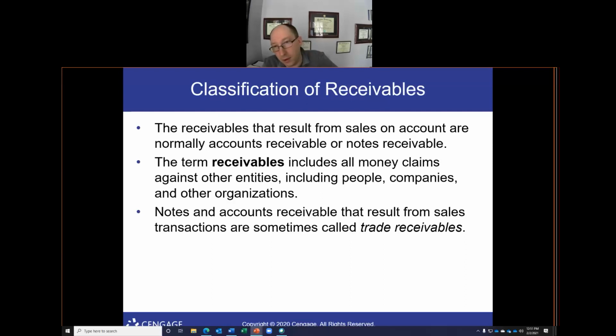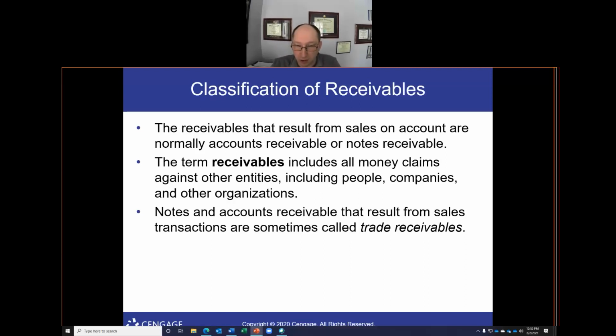Another way to think about that is like a store credit card, right? That's another example of a notes receivable for the store. We'll talk more about that. The word receivable means money claims against other entities, including people, companies, and other organizations. Notes and accounts receivable are the most commonly used.